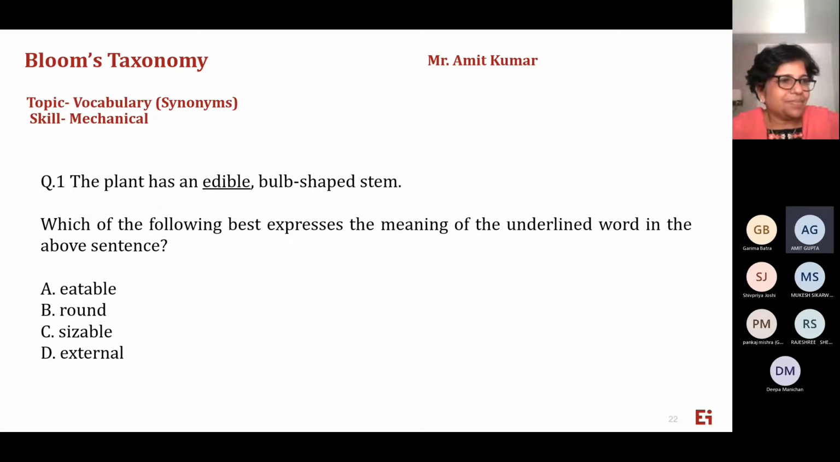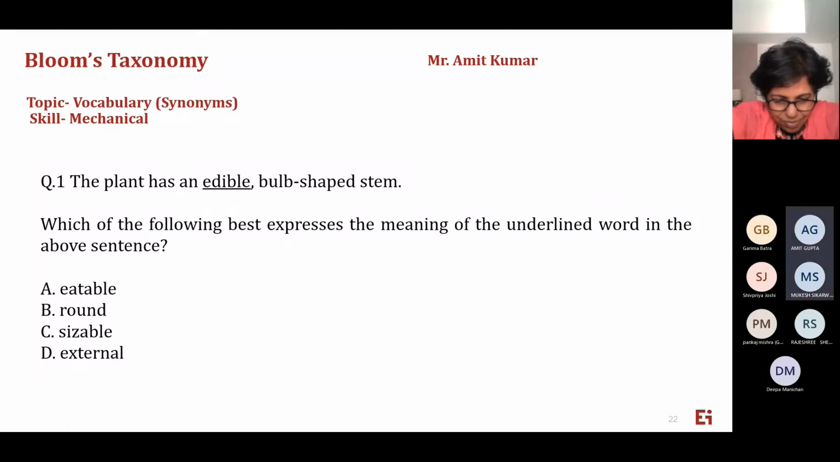Can you elaborate a bit why it is mechanical? Because the word edible, if the learners have learned this meaning, they can get to the right option. So it doesn't require more understanding or application sort of things. That's why. Okay, thank you. So please nominate someone else to answer that.